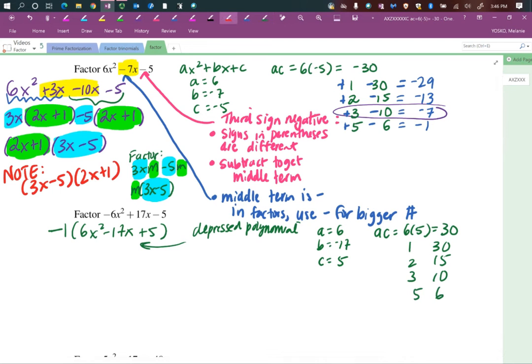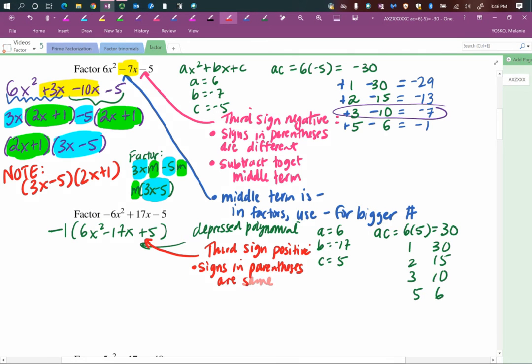Okay, but now let's look at the third sign. So now the third sign is positive. So it's going to tell us a couple of things. Signs in the parentheses are the same. And we're going to use the middle sign. Okay, and then we're going to add to get the middle term. So I'm going to use the middle sign, which is a negative. So that means here I'm going to make everything negative. I have negative 1 and a negative 30.